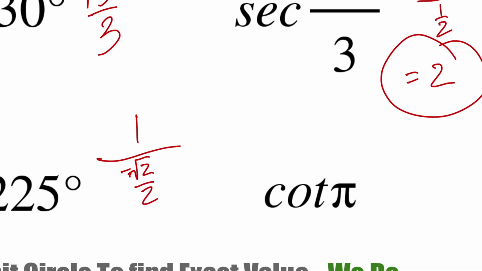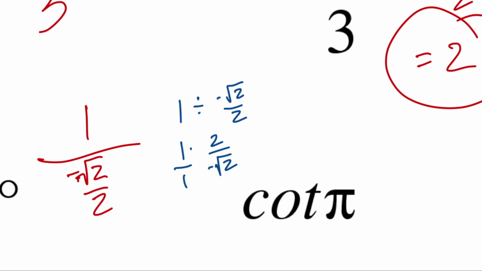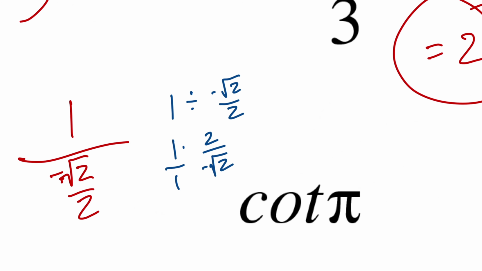But we can't leave it like that, right? So we need to do some work here. So that's 1 divided by negative square root of 2 over 2, which keep change flip turns it to 1 times, let's put that over 1, negative 2 over square root of 2. We obviously cannot leave it like that, okay? But let's simplify this. We end up with, let's bring this negative to the outside here, 2 over the square root of 2. So we rationalize it.